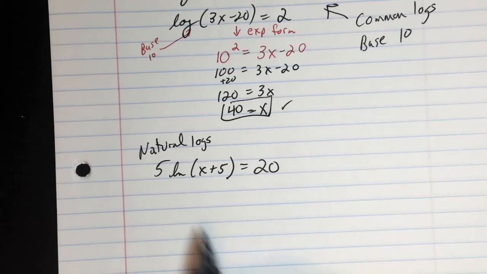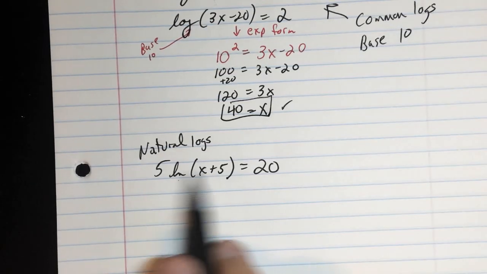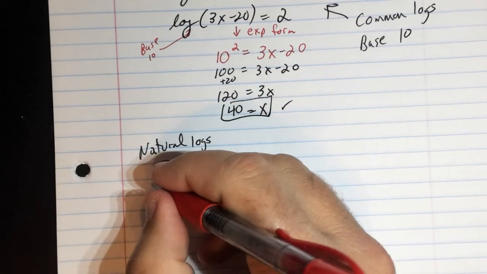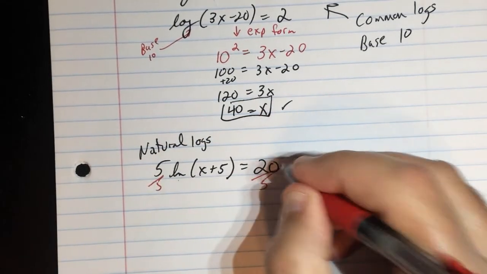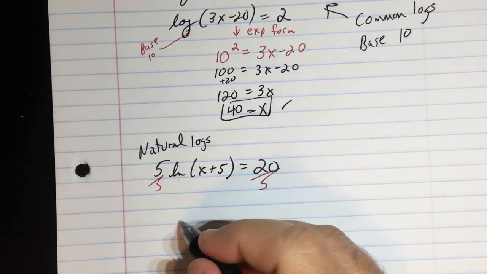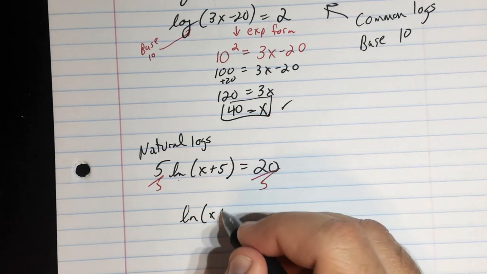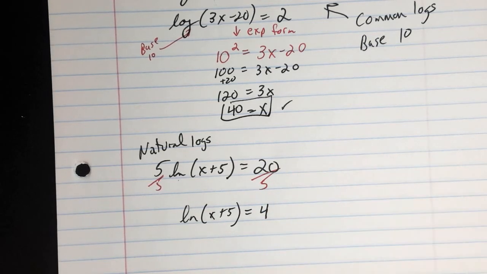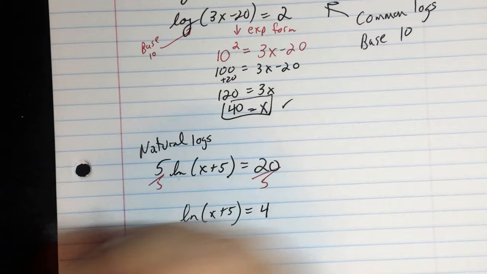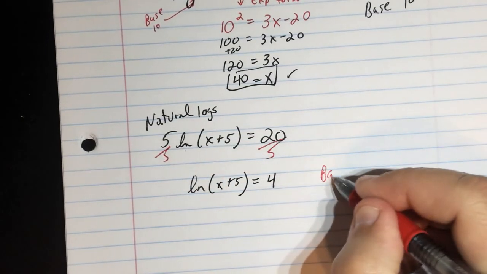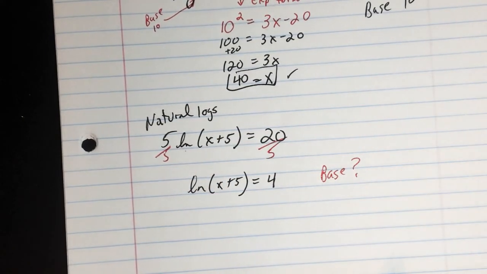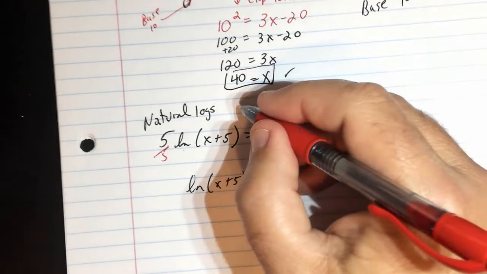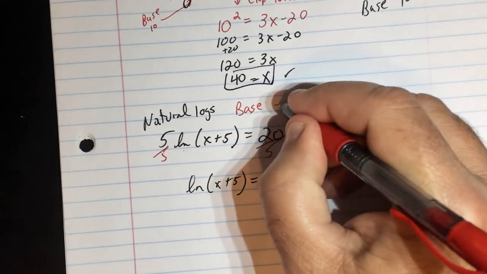Natural log looks like this, right? And so again, we're going to do this same first step. I got to get rid of this 5, so we need to divide both sides by 5. And we're getting natural log of x plus 5 is equal to 4. Now, we got to talk about what base we are talking about. What is my base for this problem? Well, remember, natural logs are base e.